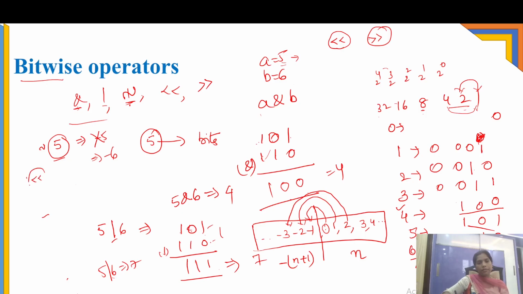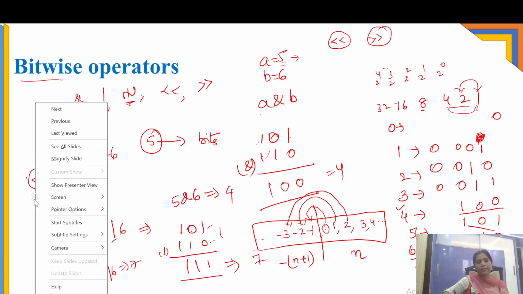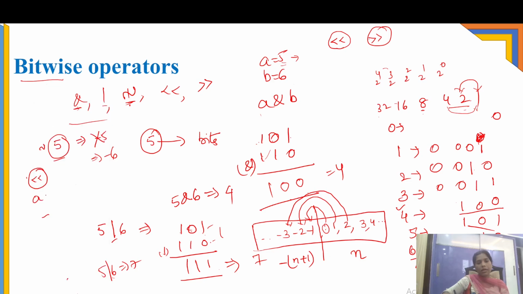Left shift. Let us consider A left shift by 2. The value of A is 5. 5 left shift by 2. The value of 5 is 1 0 1, right? Left shift by 2 digits, so we need to shift these bits to the left, which means adding 2 zeros at the end.